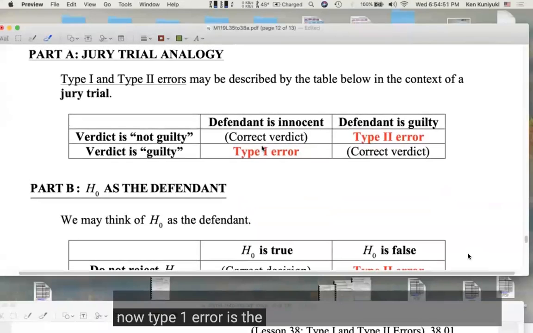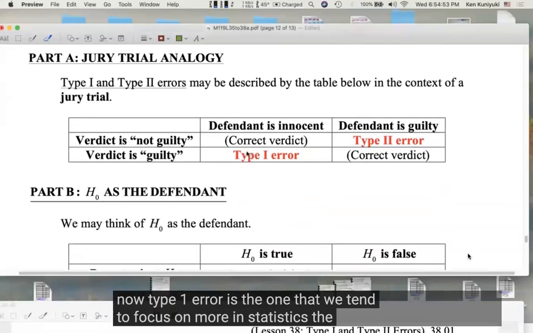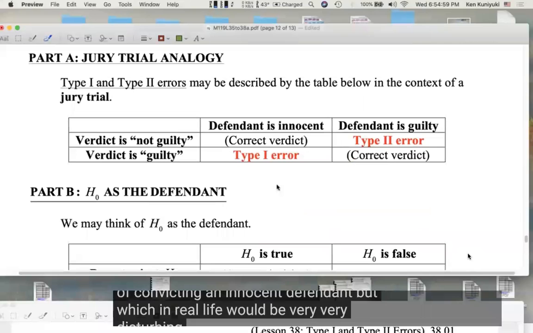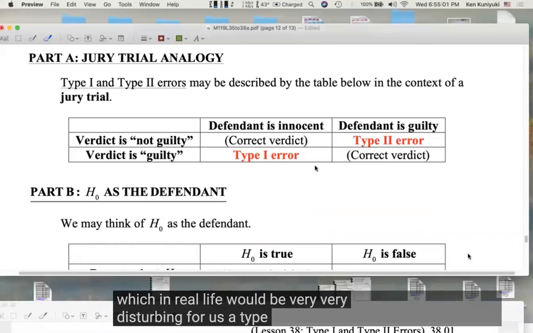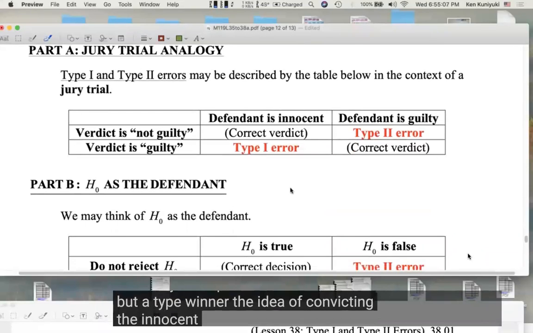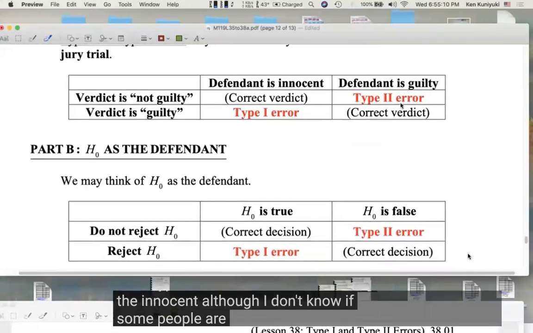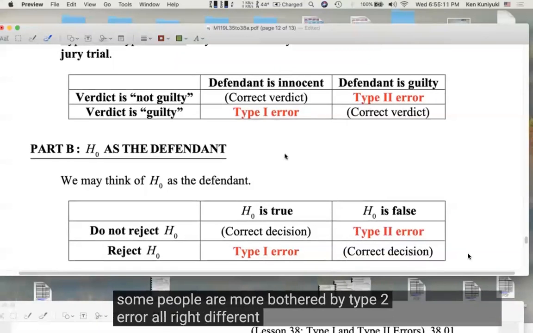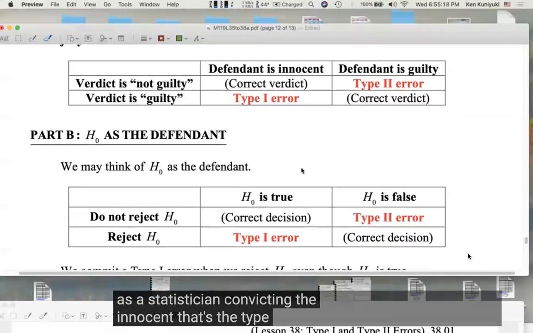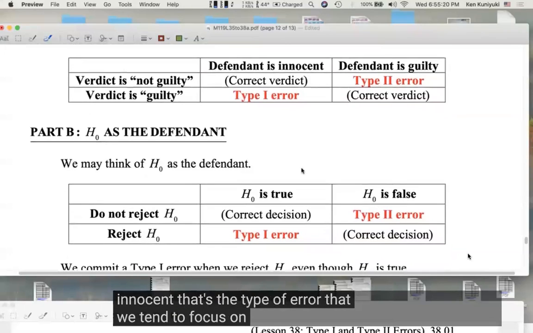Now, type 1 error is the one that we tend to focus on more in statistics, the idea of convicting an innocent defendant, which in real life would be very, very disturbing for us. Type 2 error would be maybe impractical in some sense, but type 1 error, the idea of convicting the innocent, although I don't know, some people are more bothered by type 2 error, right? Different judgments. But in statistics, maybe because I was trained as a statistician, convicting the innocent is the type of error that we tend to focus on.